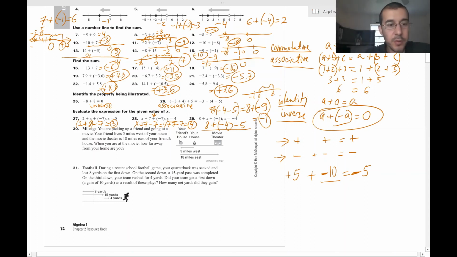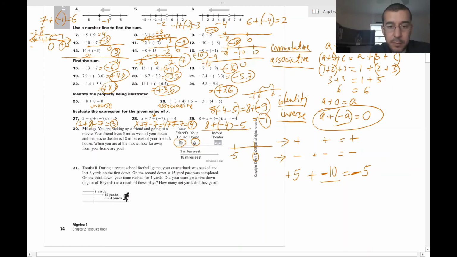30 and 31, we have two more problems. 30, mileage. You're picking up a friend and going to a movie. Your friend lives 5 miles west of your house, and the movie theater is 18 miles east of your friend's house. Okay, so we see the picture here. So this is your house right here. This is your friend's house. So imagine this is a number line. So your house is 0, and then your friend's house is 5 miles west, so it's minus 5.